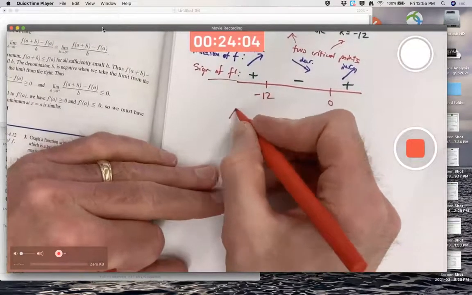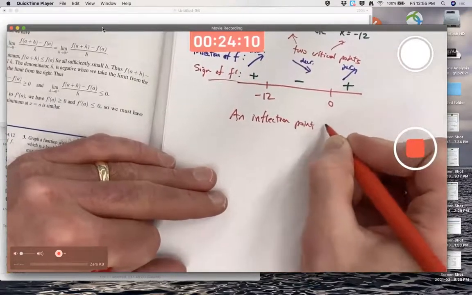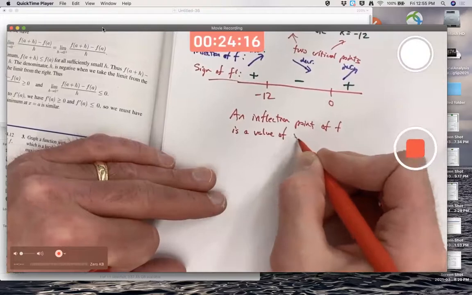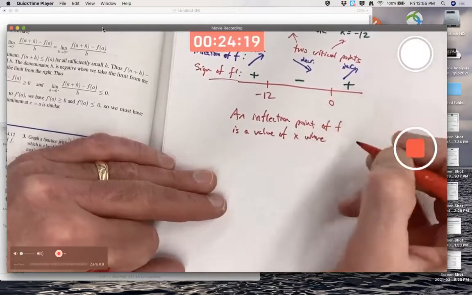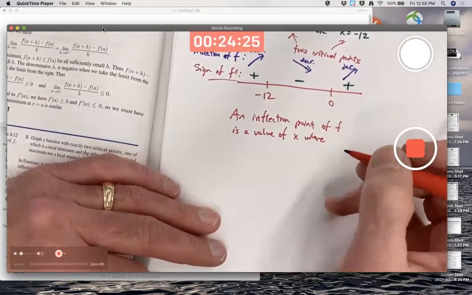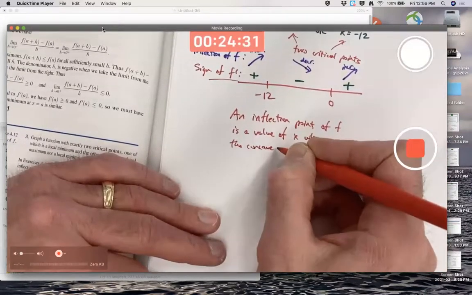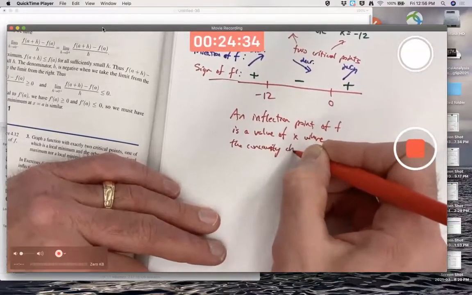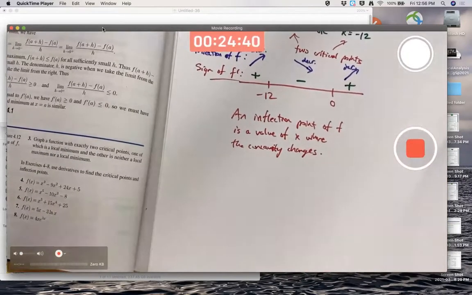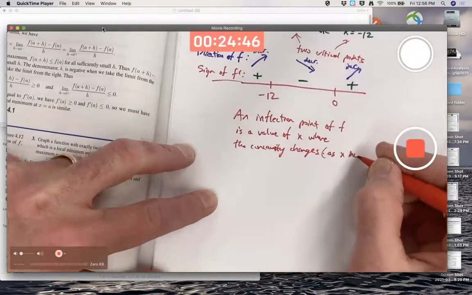An inflection point of f is a value of x where, technically, you don't say f double prime of x is 0 or doesn't exist. We actually emphasize the concavity changes, where the concavity changes from either concave up to concave down or vice versa as x increases. This is all as x increases.